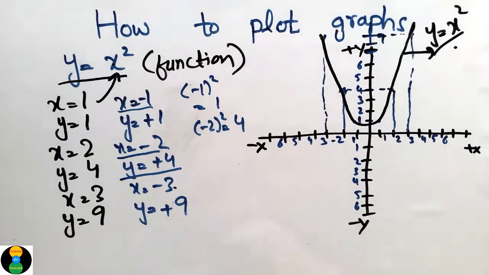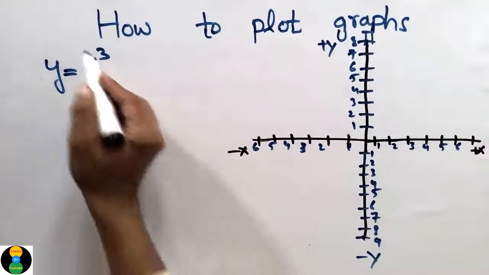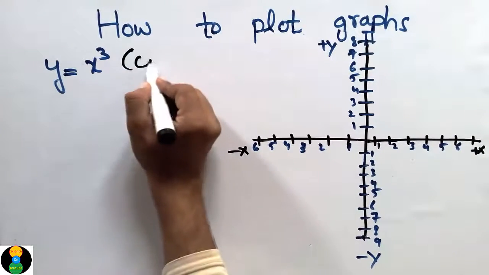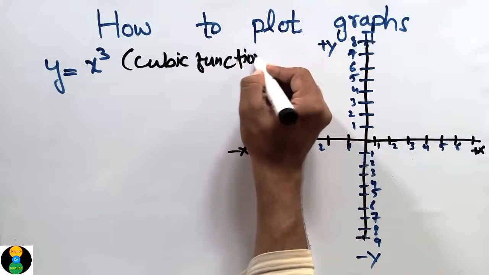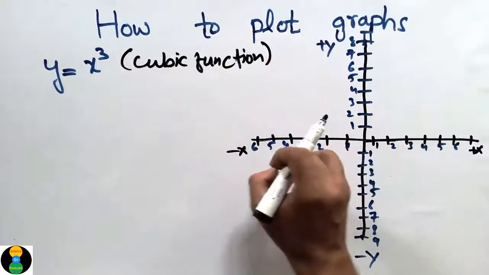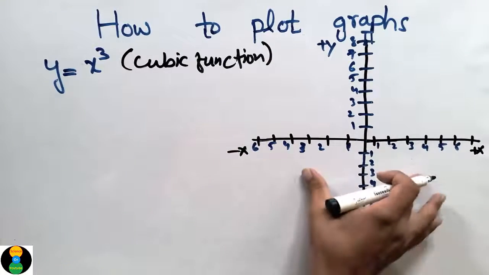Now I'm also going to plot the graph of y is equal to x cubed. We want to find and draw the graph of this function, which is called the cubic function. Cubic function. Y is equal to x power 3. You should remember this graph also, right? So this is also the same coordinates.